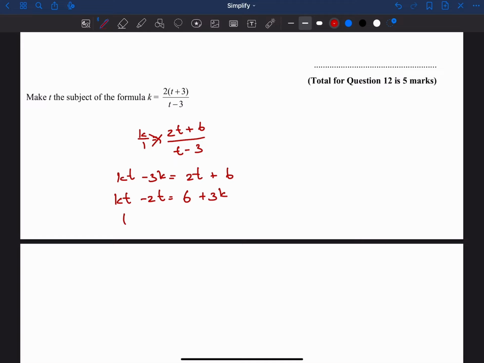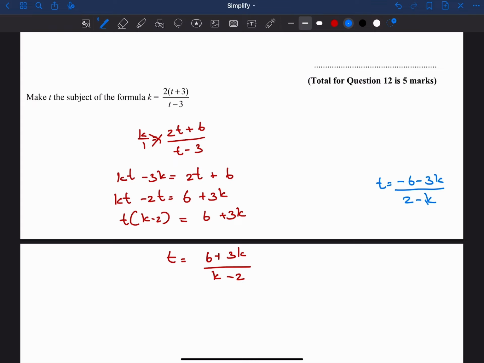We will take the t common, because that's what we make the subject. t times k minus 2 equals 6 plus 3k. And then obviously t is equal to 6 plus 3k over k minus 2. Okay. Do remember, sometimes, depending on which way you put it through, some people might get minus 6 minus 3k and 2 minus k as the answer as well.